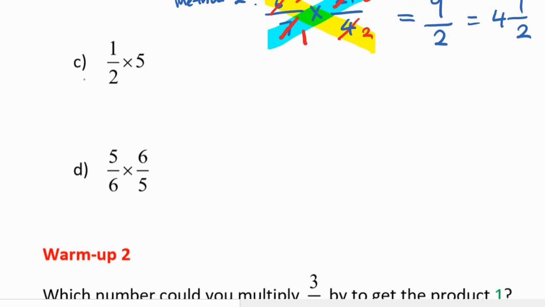Letter C. When you multiply a fraction and a whole number, you have to make the whole number into a fraction, 5 over 1. We're multiplying the top together, 1 and 5 becomes 5. We're multiplying the bottom together, 2 and 1 becomes 2. So 5 over 2. That is 2 and 1 over 2.